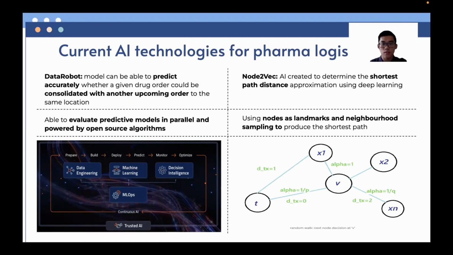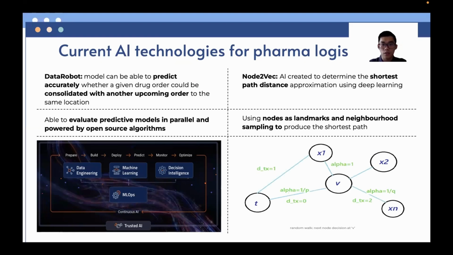It was reported that the replenishment time from manufacturers to distribution centers averaged 75 days for pharmaceuticals, but 30 days for other industries, thus signaling a need for a more agile pharmaceutical supply chain. DataRobot was created based on historical drug delivery information to predict accurately whether a given drug order could be consolidated with other upcoming orders to the same location. DataRobot is an AI platform that evaluates predictive models in parallel and is powered by open source algorithms.